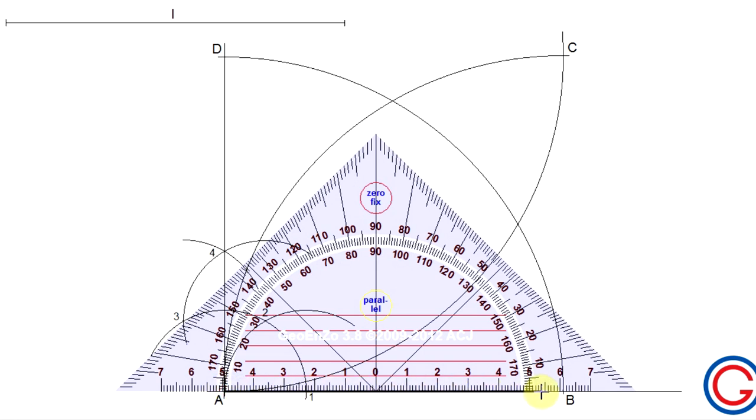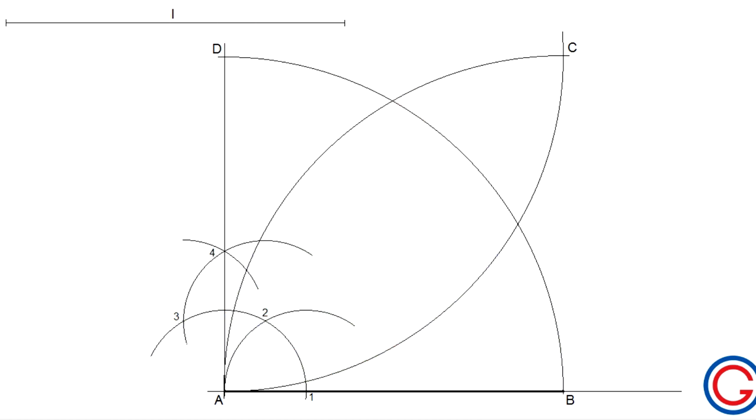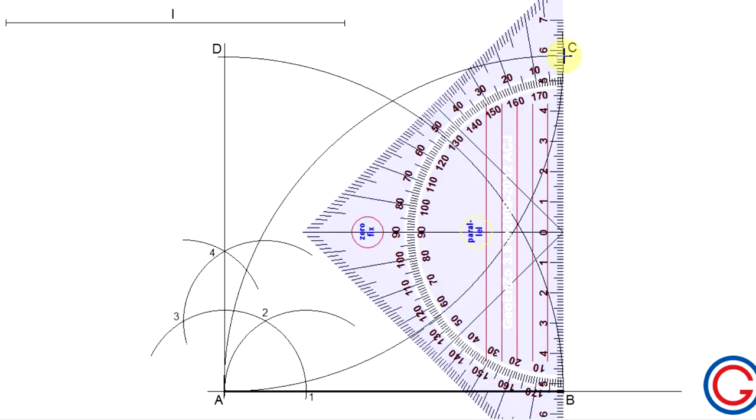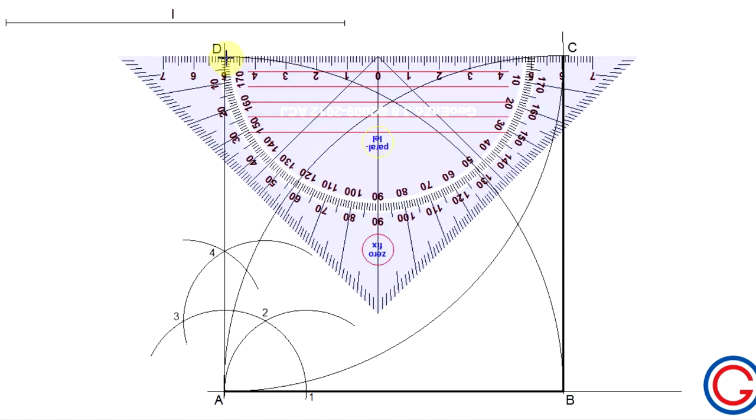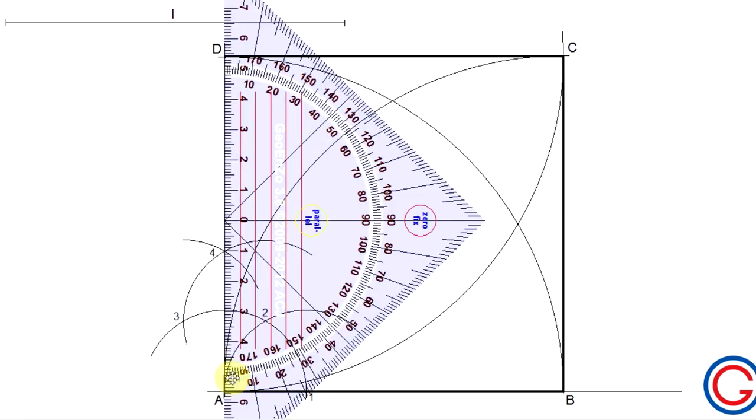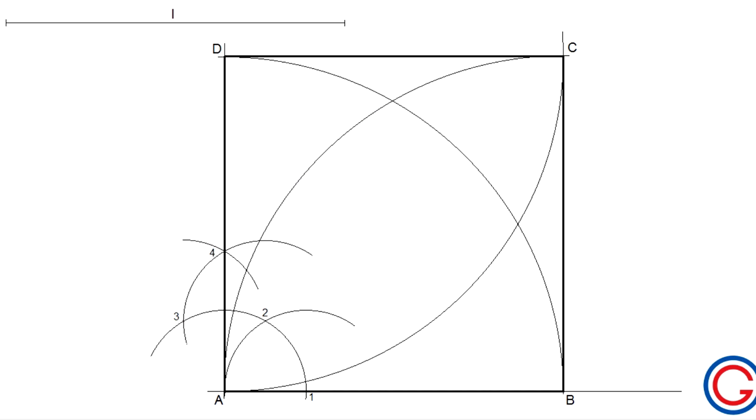So from A to B, and now from C to B, from D to C, and finally we complete our square by joining vertex A to D. So here we have a square given the measurement of one of its sides.